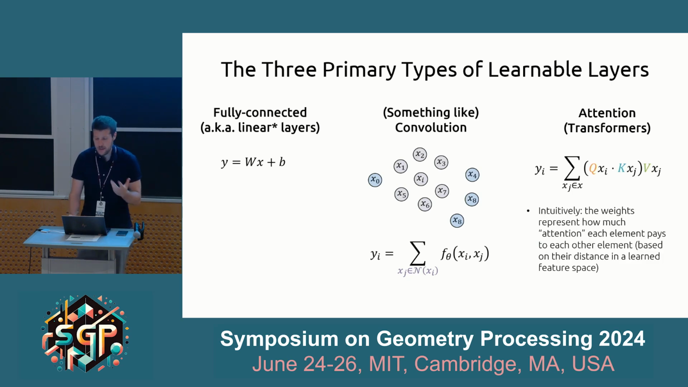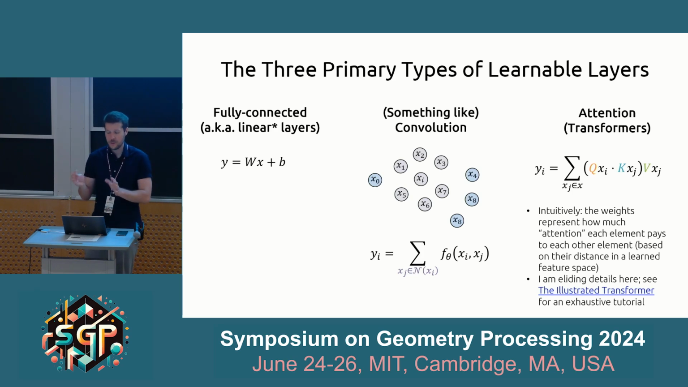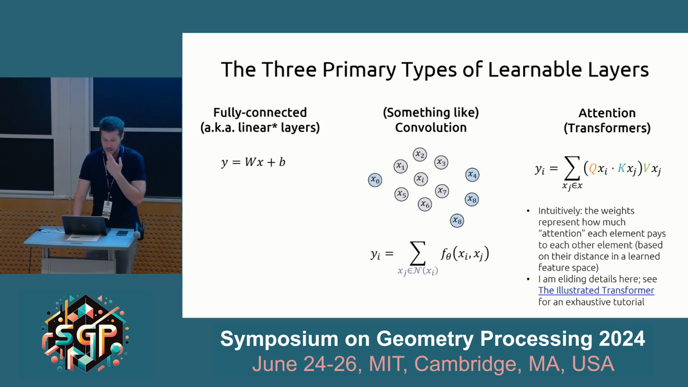Why do we do this? The intuition here is that the weights represent how much attention each element pays to every other element, based on their distance in this learned feature space that gets induced by the mappings of Q and K. That's the idea. That's where attention comes from. I am also eliding some details here. Typical formulations of attention look a little bit more complicated than this. This is the intellectual core of it. I left a link here to a nice, visually rich illustrated tutorial if you want to learn more about how these work.